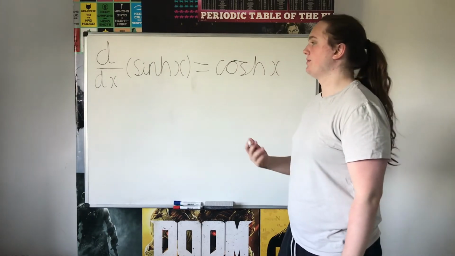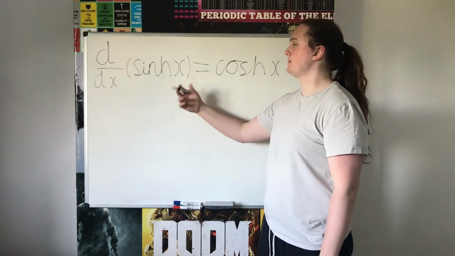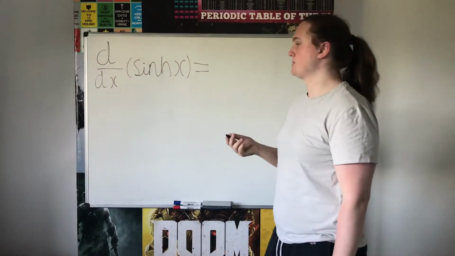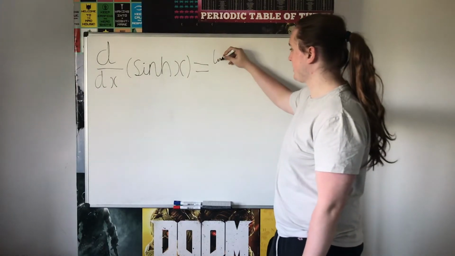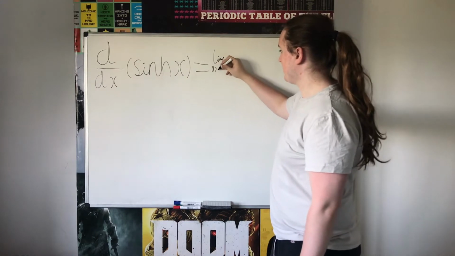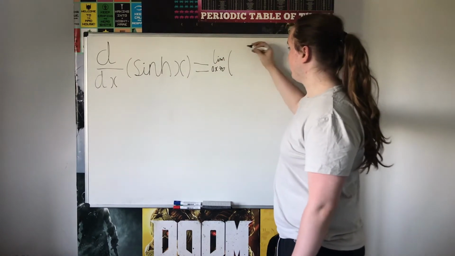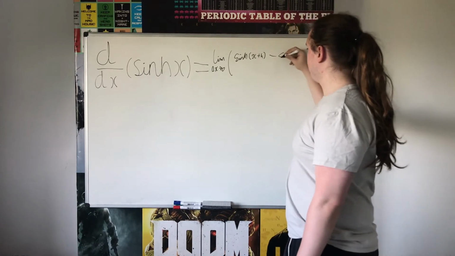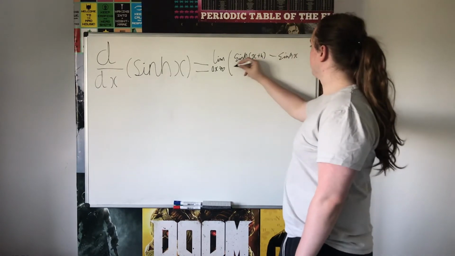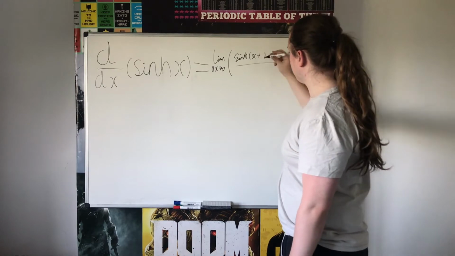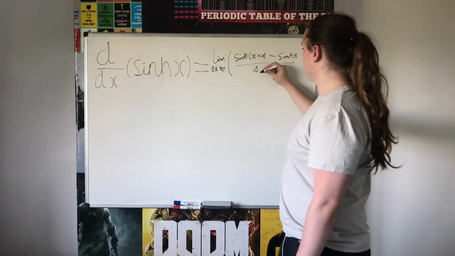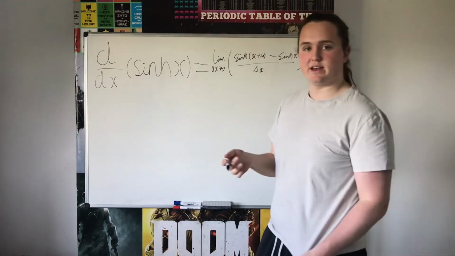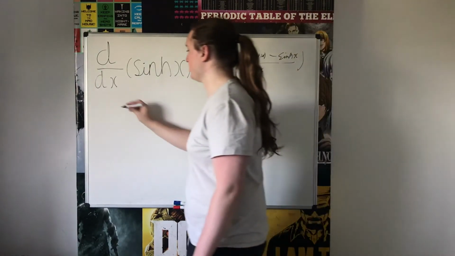I'm going to prove from first principles that the derivative of sinh x with respect to x is cosh x. So we know from first principles that the derivative of sinh x is the limit as delta x approaches 0 of sinh of x plus delta x minus sinh of x, all over delta x. And now we know sinh x is e to the x minus e to the minus x over 2.